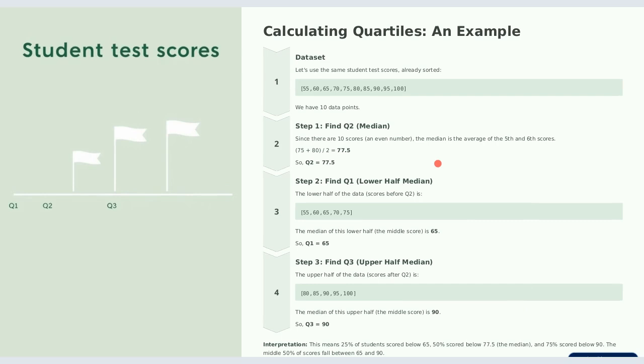All right, so here, let's see how to calculate quartiles. We have an example. We also have the data set. Now let's use the same student test scores we used earlier. It has already been sorted: 55, 60, 65, 70, 75, 80, 85, 90, 95, 100.